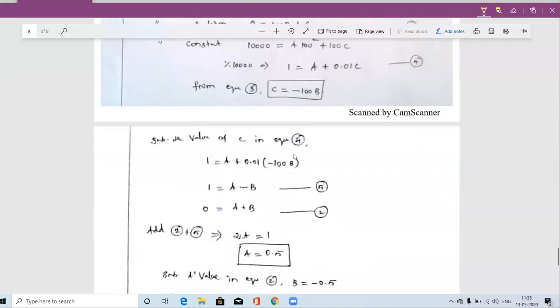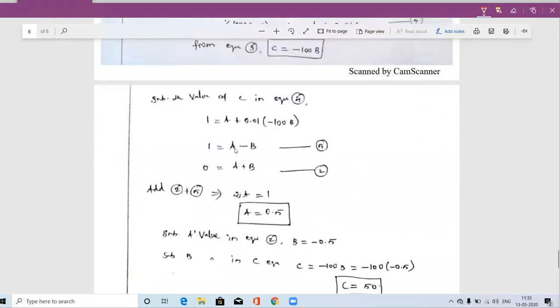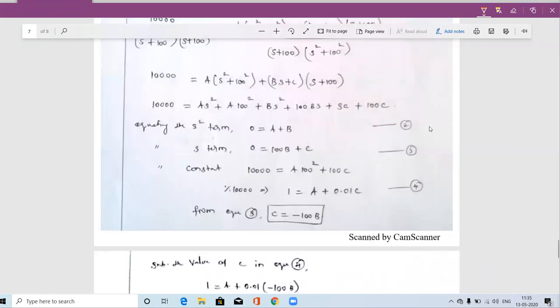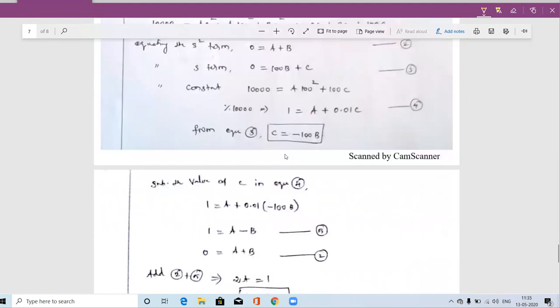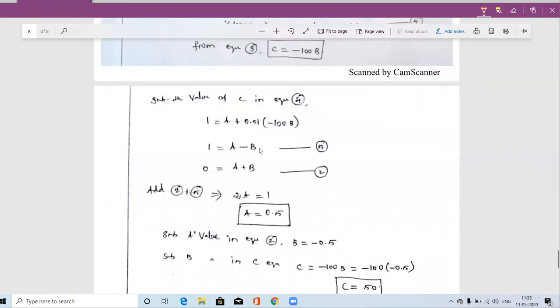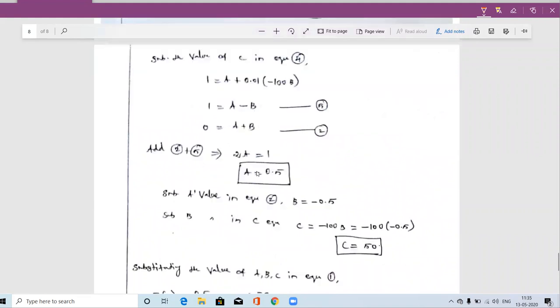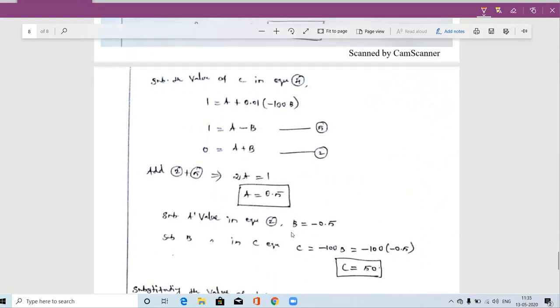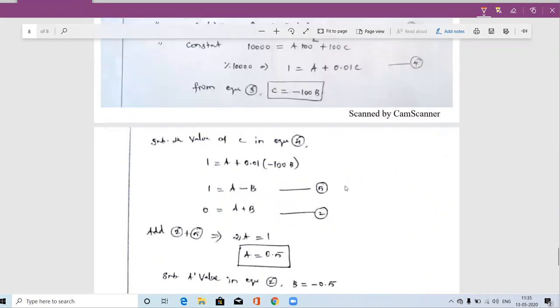Substituting in equation number 3, we will get A minus B equal to 1. Already we have equation number 2, A plus B equal to 0. Now if we add these two equations, B gets cancelled. So 2A equal to 1, and from this A is calculated. Substituting this A value in either of these equations, we will get the B value. And substituting the values of A and B in this equation, we will get the value of C.